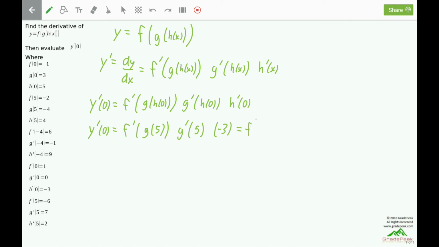So we have this is equal to f prime of, now we need to look up g of 5. g of 5 is right there. And g of 5 apparently is a negative 4, so we would have f prime of negative 4. And then g prime of 5, that's down here. G prime of 5 is a 7. And then we have this times a negative 3.